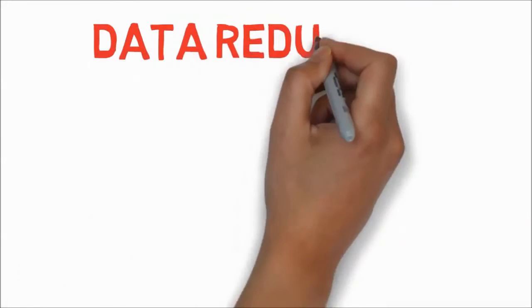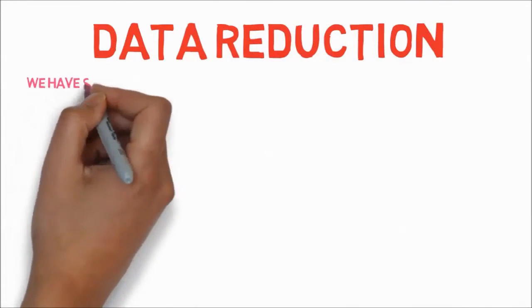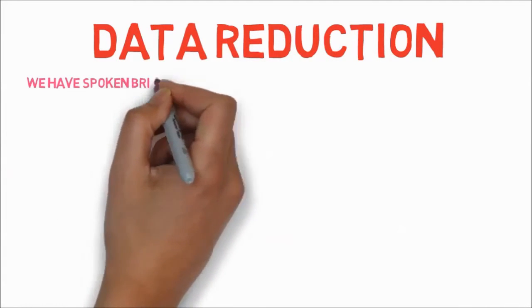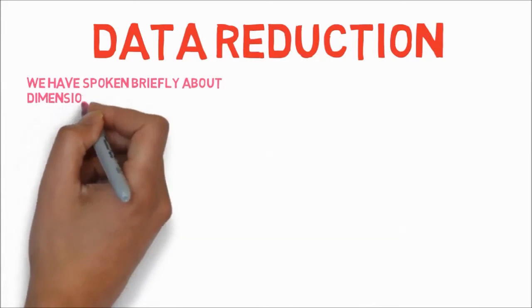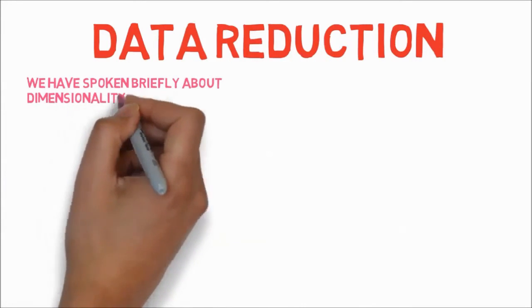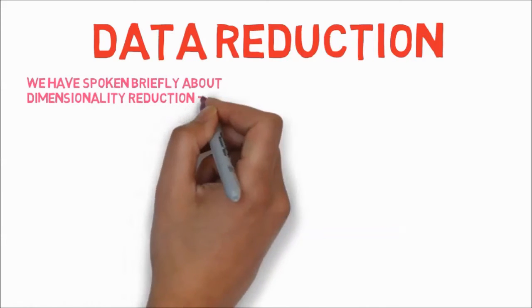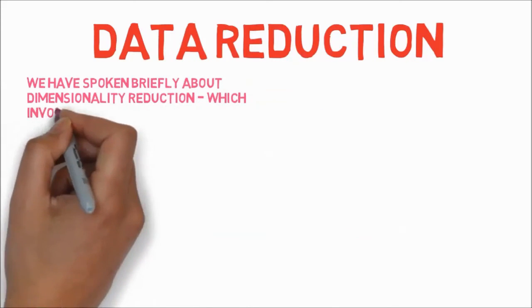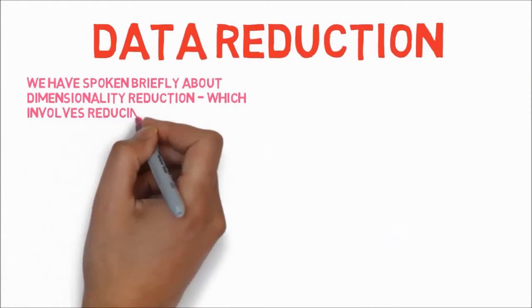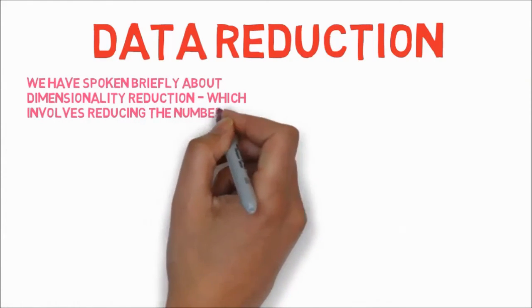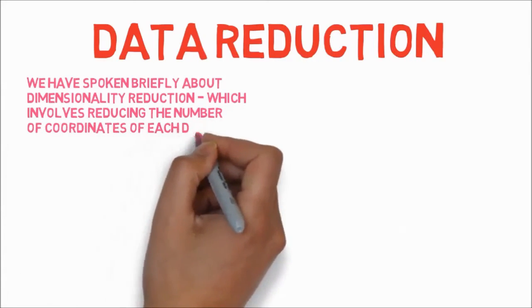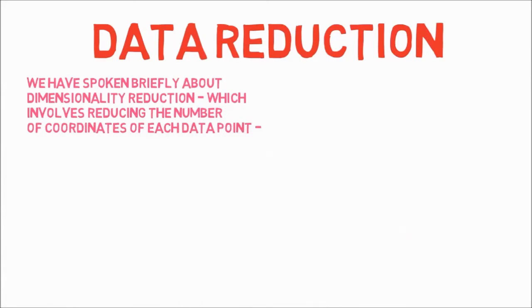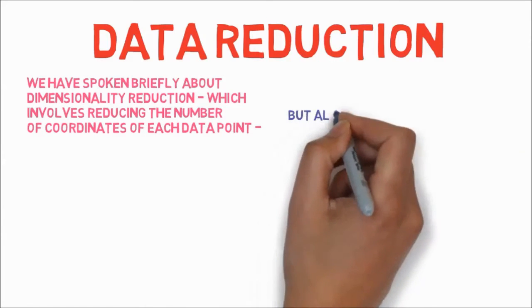Let's move on to data reduction. We've already spoken about dimensionality reduction, which is basically reducing the number of dimensions in our feature vector so that we can become computationally efficient by reducing the number of coordinates needed to represent each data point. But what if the number of data points itself is too huge to do anything with?